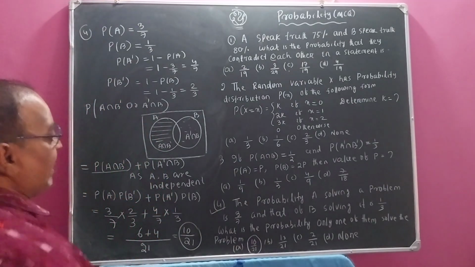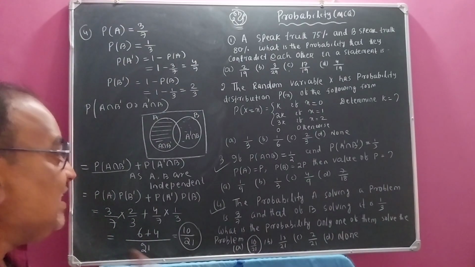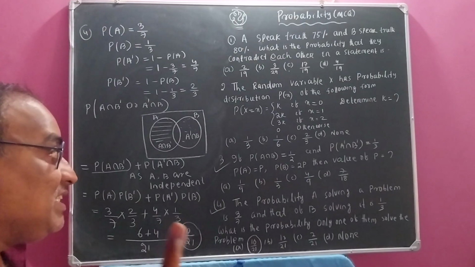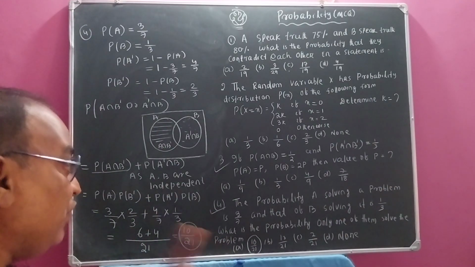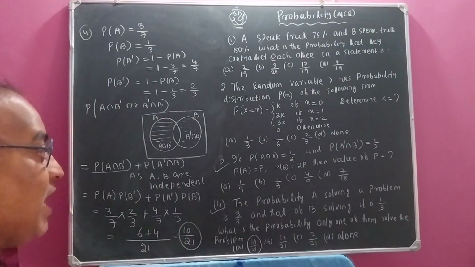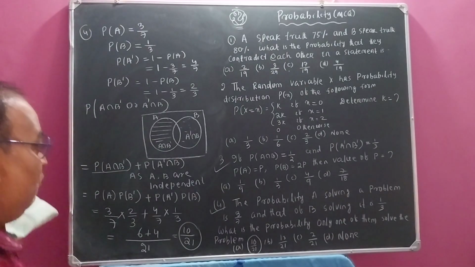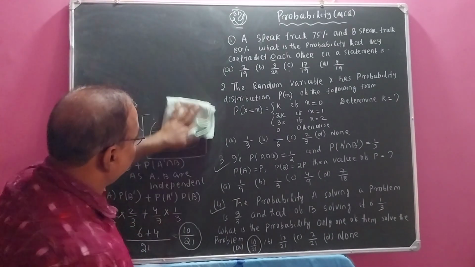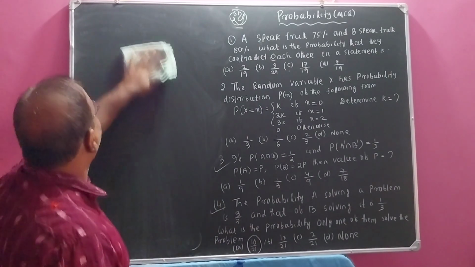Okay. Now let us take question number 3. If probability of A intersection B is equal to 1 by 2, probability of A dash intersection B dash is 1 by 3, probability of A is equal to P, probability of B is equal to 2P, then what is the value of P? Now we have to work out the problem. Write down the answer. Question number 3. Answer.